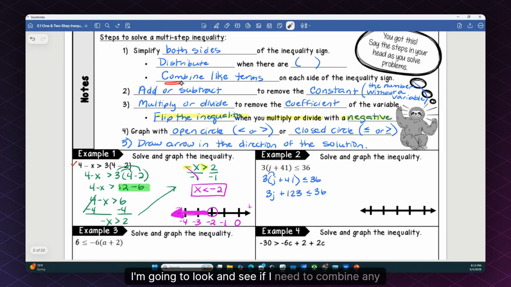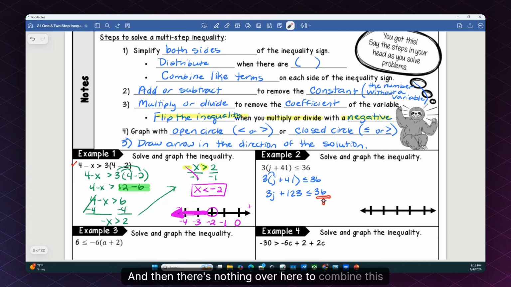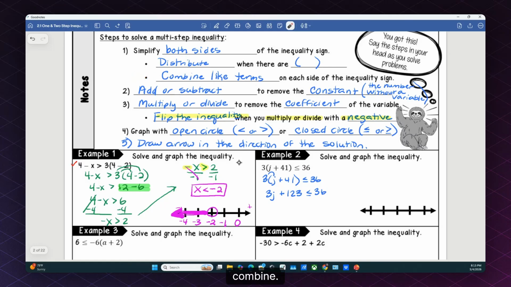I'm going to look and see if I need to combine any like terms on each side of the inequality sign. I look on this side and I can't combine these. This one has a j and this one is just a number by itself. And then there's nothing over here to combine this one with. So I don't have to do this step because there's nothing to combine.